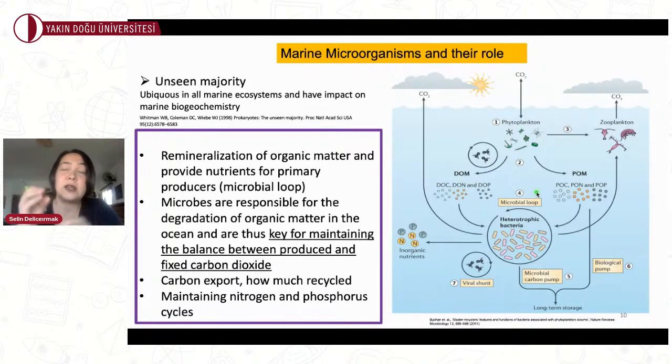They are responsible for remineralization of organic matter, and they provide nutrients for primary producers through these loops. Microbes are also responsible for the degradation of organic matter in the ocean. And this is the key for maintaining the balance between produced and fixed carbon dioxide. They export carbon to the depths of the ocean, and they maintain the nitrogen and phosphorus cycles.